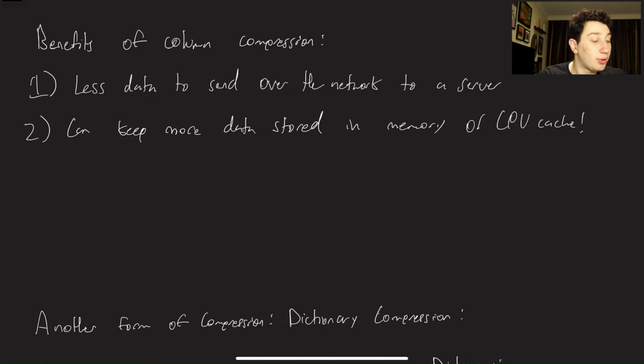Secondly, and even more importantly, now we can actually keep more of that data stored in memory or in our CPU cache, which allows us to perform faster queries. Obviously, disk is going to be quite a bit slower than these other forms of data storage, and so as a result, the more that we can fit in there, the better.